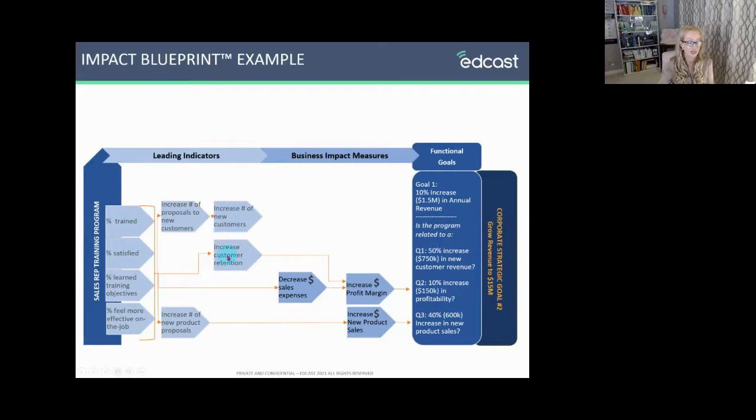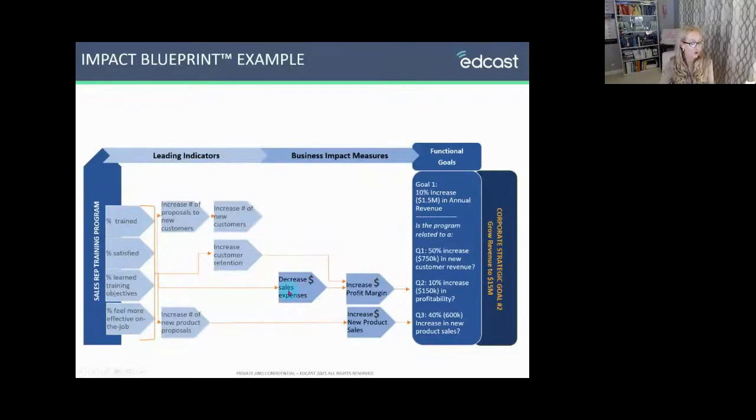If we have an increase in customer retention, what will happen? Well, if we're retaining more of our customers, I expect an increase in profit margin because we have lower churn. So our profit margin will be increased. Therefore, when our profit margin's increased, that will help us achieve goal two of increase in profitability. So this is exactly how the investment in our training program will drive customer retention, increase profit margin, and we will achieve our goal of increased profitability.